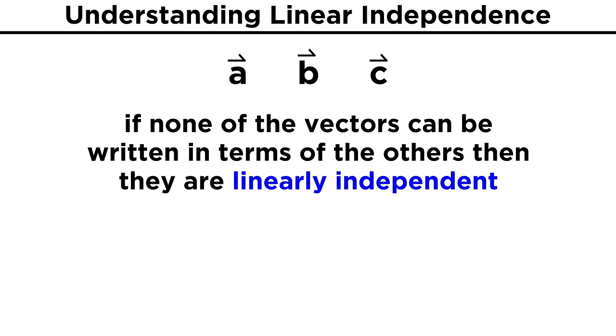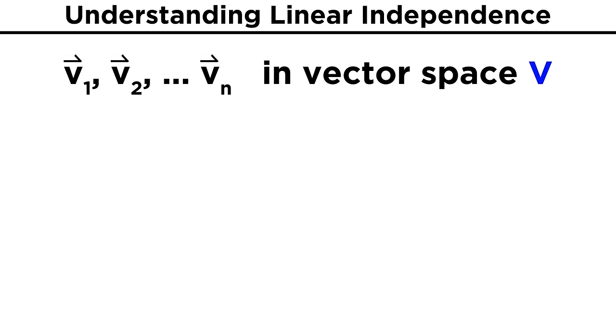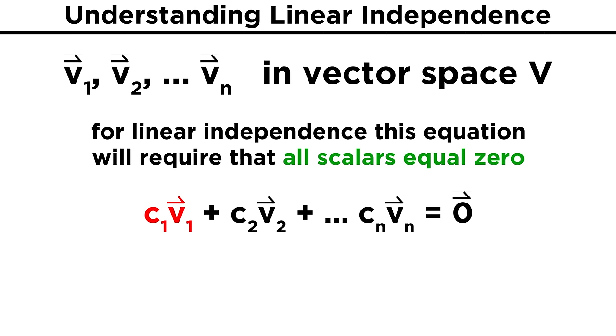On the other hand, if none of the vectors can be written in terms of the others, they are linearly independent. The way this is expressed is as follows. If you have vectors v1, v2, all the way to vn in a vector space V, then to be linearly independent, the equation c1 v1 plus c2 v2 all the way to cn vn equals 0 can only be satisfied if all the scalars from c1 to cn equal 0.